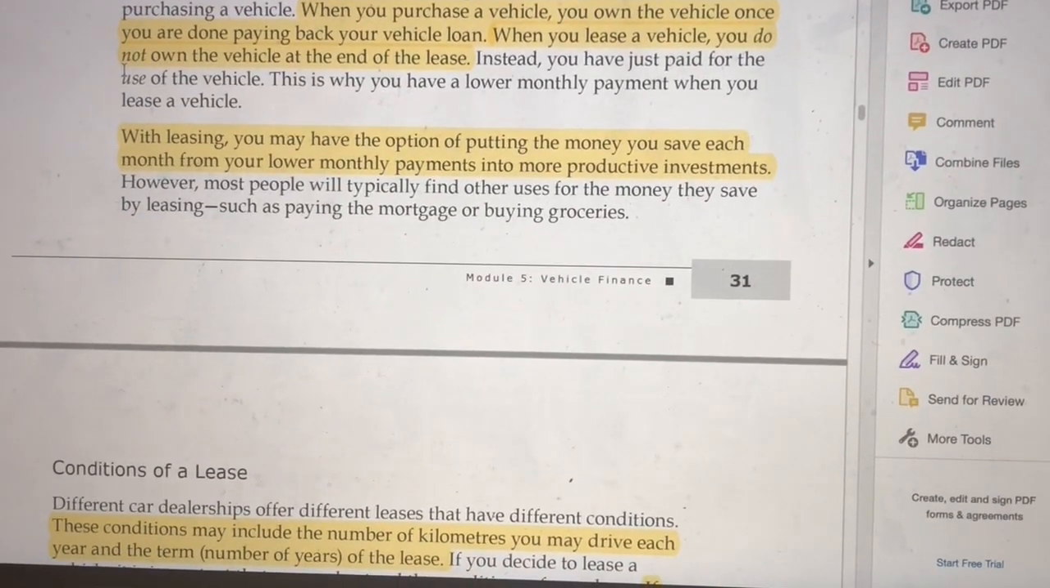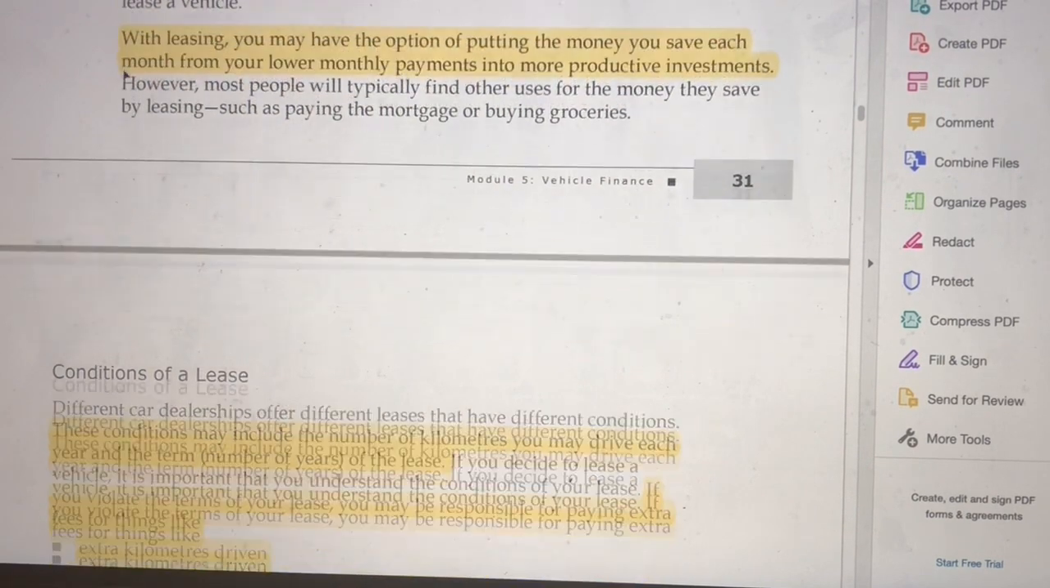other purposes. So if you have larger groceries that you have to pay for, you're paying for a mortgage, or you're just investing in other things, leasing is probably a much more attractive option, just because the monthly payments are much lower.